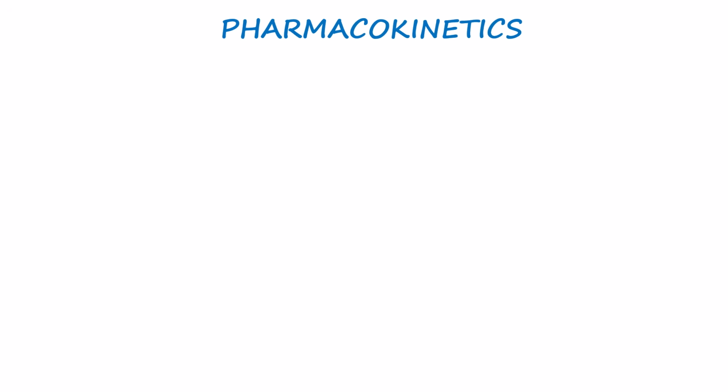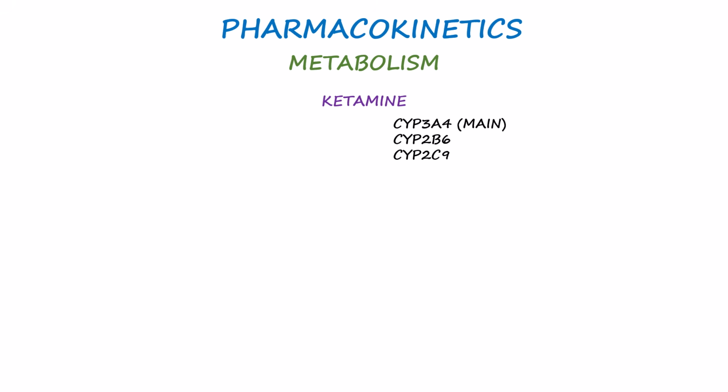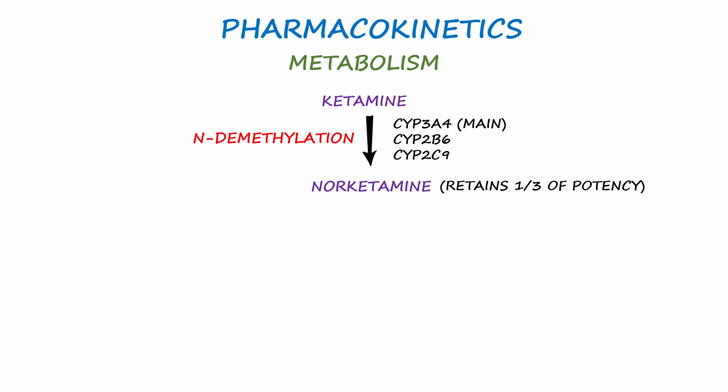Ketamine is primarily metabolized in the liver, mainly by the CYP3A4 enzyme, with CYP2B6 and CYP2C9 contributing to a lesser extent. The first major metabolic step is N-demethylation, which converts ketamine into norketamine, an active metabolite that retains about one-third of the parent drug's potency. Thus, part of ketamine's effect persists beyond the disappearance of the initial drug. This also means repeated or prolonged infusions can have cumulative effects due to the metabolite.